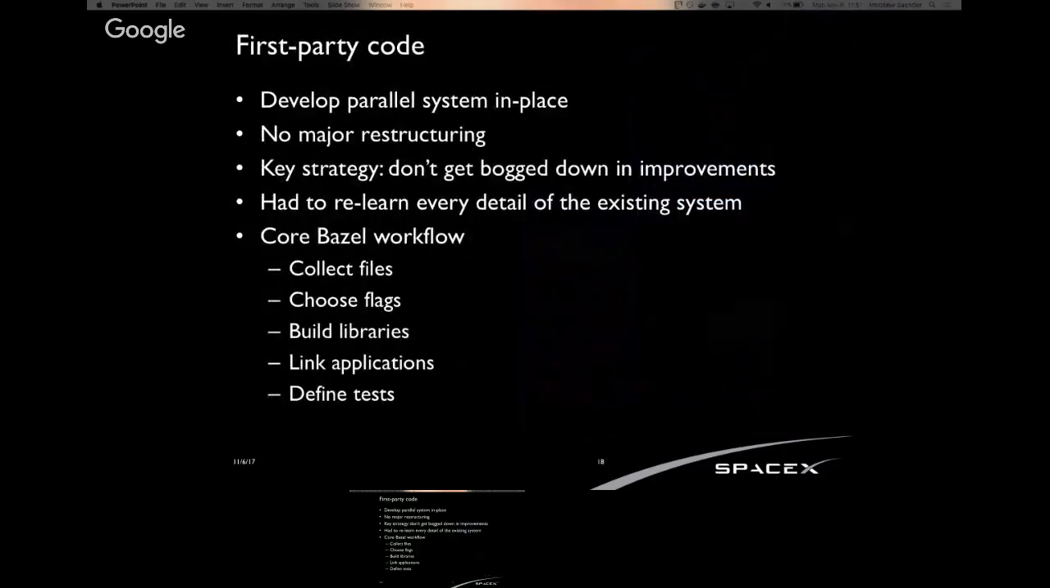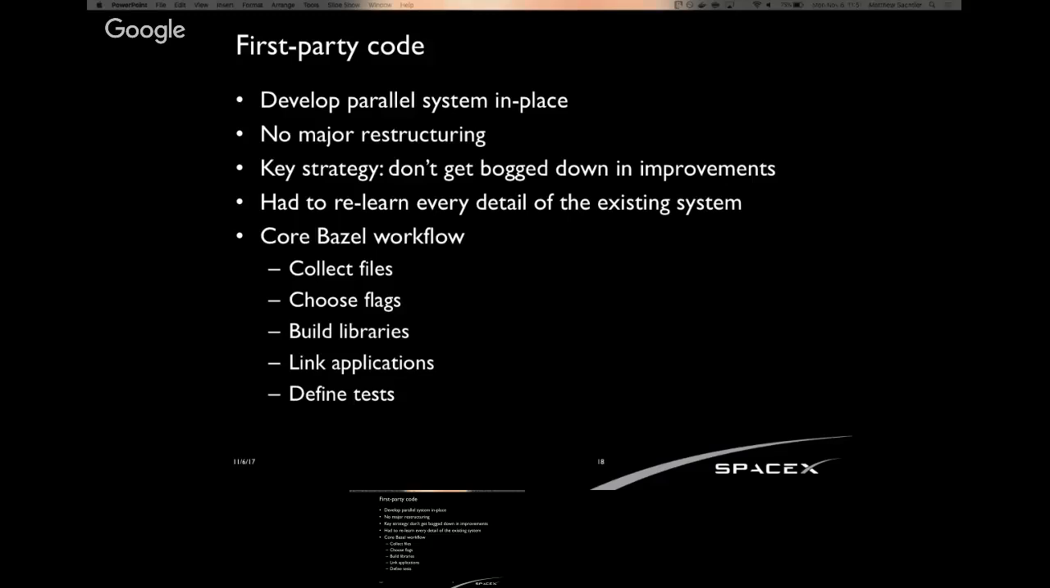So our first party code, all the application code across both repositories. The overall philosophy here is we're building the system out in parallel, and we want to do that as fast as we can so we can get rid of the old one and go take advantage of all the benefits that Bazel has brought us. So we're trying not to get bogged down in making improvements along the way, just get to the point where it works and it's done, and then we can go start using all the great tools at our disposal.